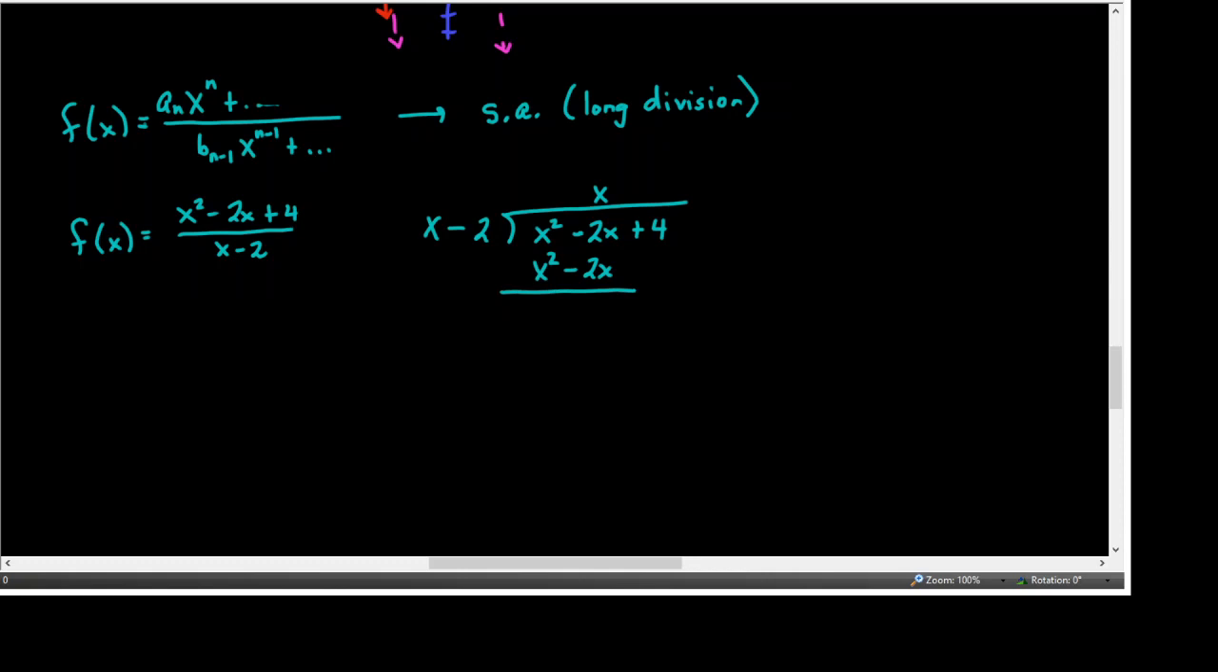Then I subtract. x squared minus x squared, of course, is 0x squared. I never write that first 0. Negative 2x minus negative 2x is 0x. And again, I'm probably not going to write any zeros. So I just pull down the 4, and x does not go into 4. So we're done dividing. So that means that this function is equal to x plus the remainder of 4 over the divisor x minus 2.